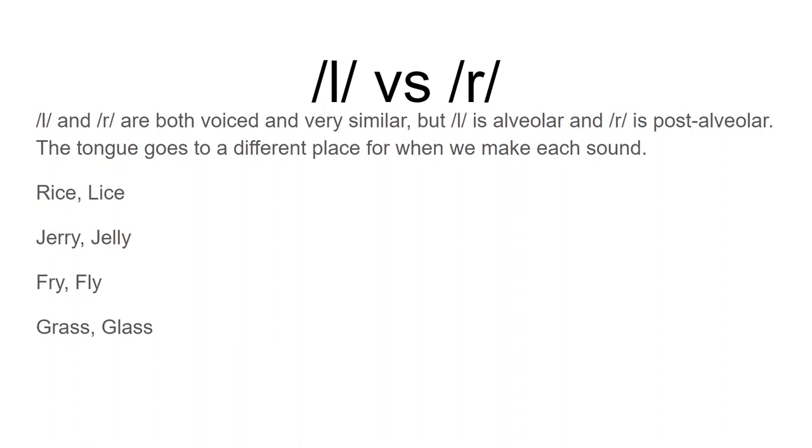It's not interdental. But la, remember the alveolar ridge from Professor Park's class? La, the tongue is going up into the front of the mouth. La, la, love, lice, jelly, glass. Your tongue is going to the front. But for the R sound, where does your tongue go? R, r, r, r. It's going down and back.